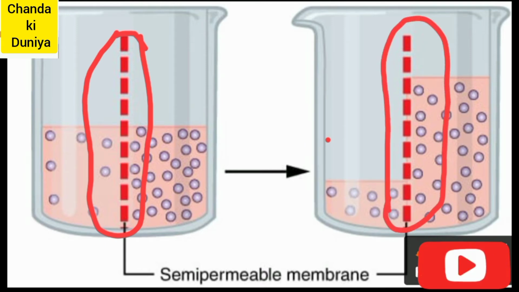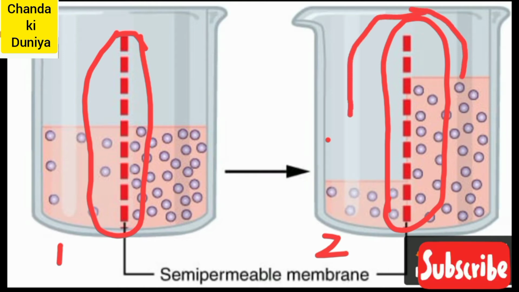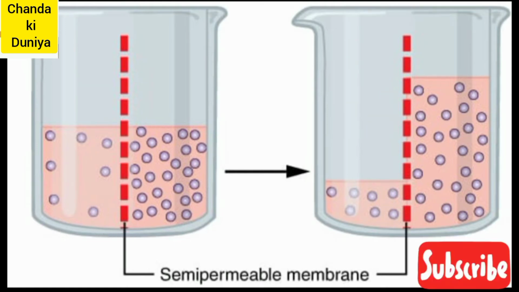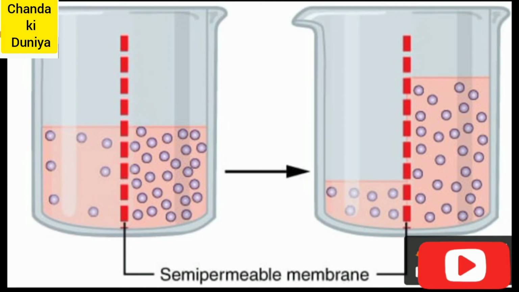What happens in osmosis? Look at diagram number 1 and number 2. The red box I have made is the selectively permeable membrane, or you can assume it as a cell membrane or plasma membrane. So water moves from the higher concentration to the lower concentration through the selectively permeable membrane.